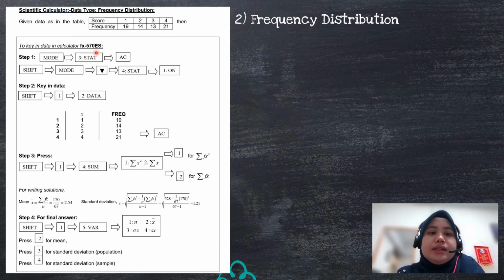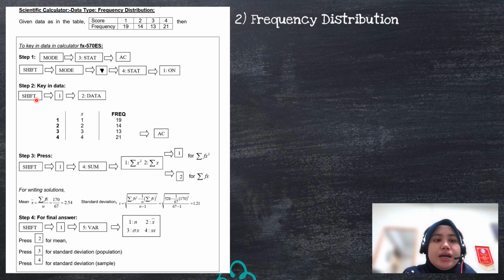Next, for those who are using calculator 570ES, your score and frequency as given below. Step number 1, you press Mode and choose number 3 for STAT and AC. And continue with Shift, Mode, this arrow, this triangle, and number 4 and number 1. So this is all the steps that you need to know how to use your calculator. Shift 1 and go for number 2 Data, and you just put your X one by one and then your corresponding frequency, and after you finish key in your data, press AC there.